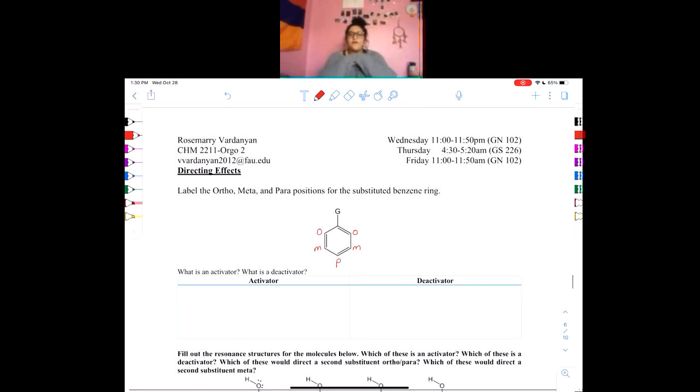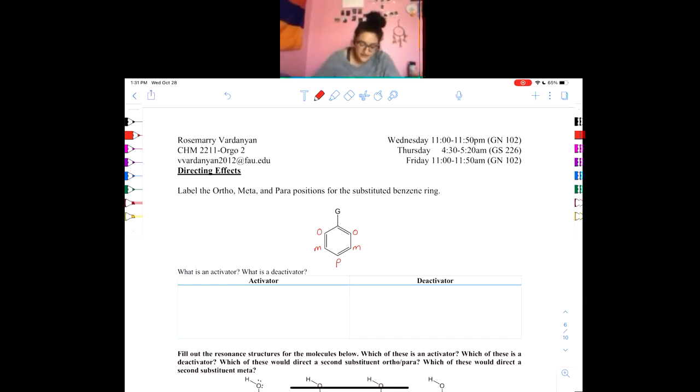But okay, so first thing, we're going to cover activator versus deactivator, and then we're going to do ortho para versus meta directors. Another thing I want to explain conceptually before we do it: activator versus deactivator and ortho para versus meta directors are not connected. There are some connections you can make, but activator versus deactivator is just telling you whether you make the benzene ring more or less reactive. That's the only thing an activator versus deactivator is telling you.